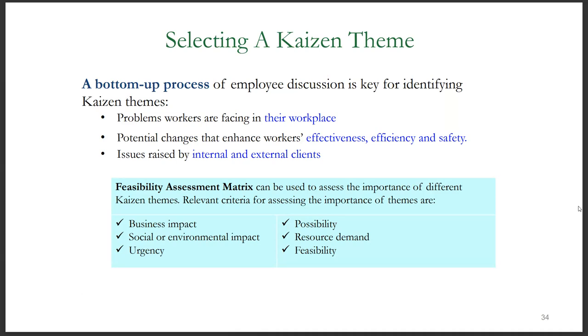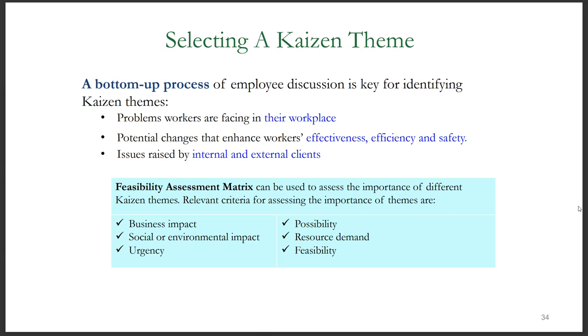A Kaizen theme can address problems workers are facing in their workplace, potential changes that enhance workers' effectiveness, efficiency, and safety, or issues raised by internal and external clients.